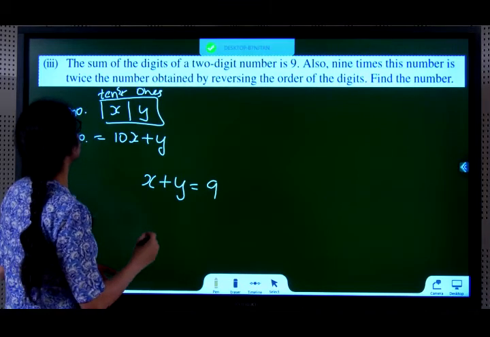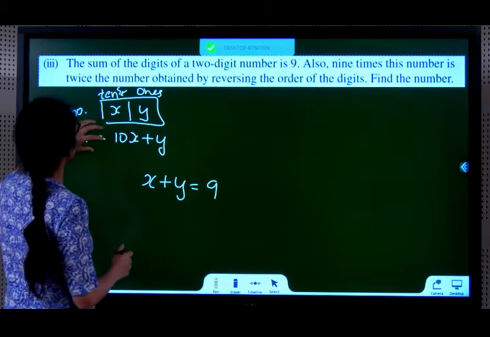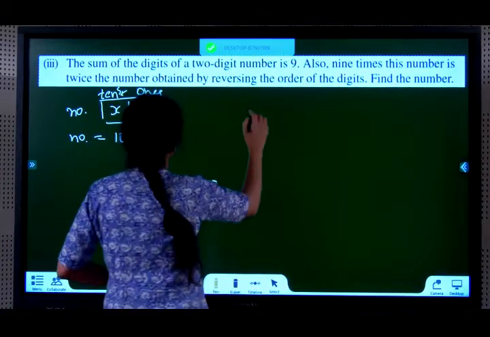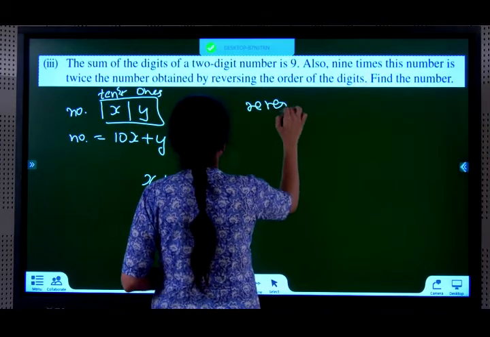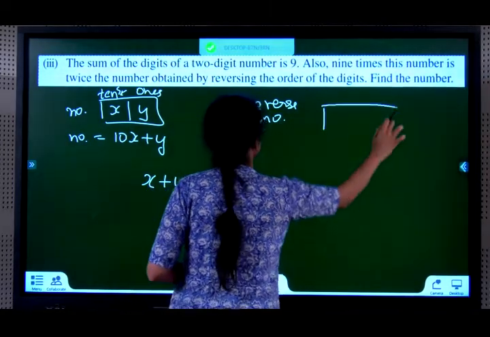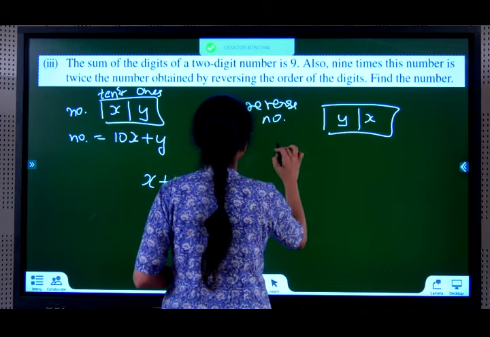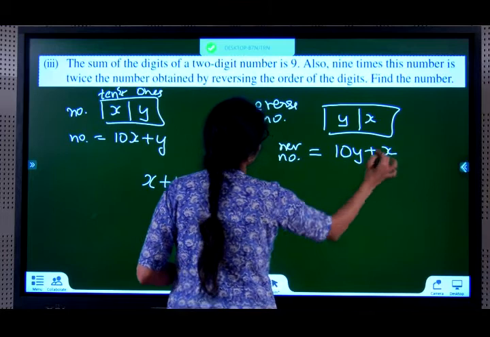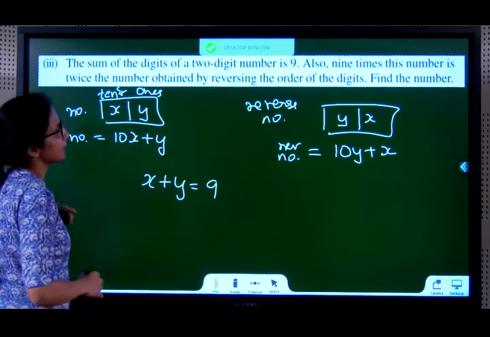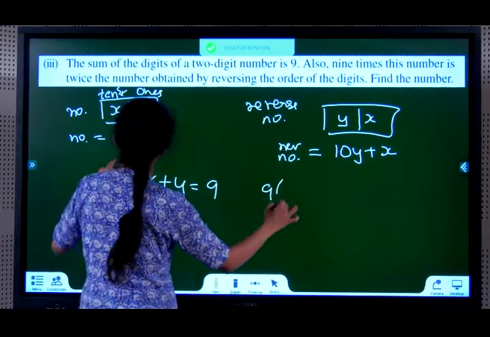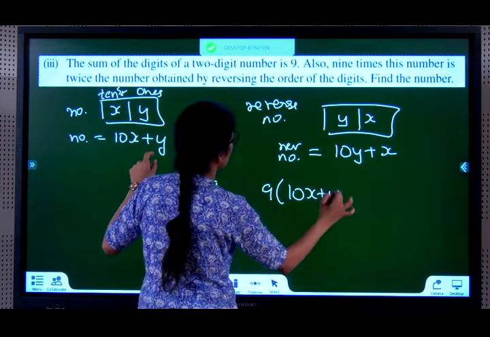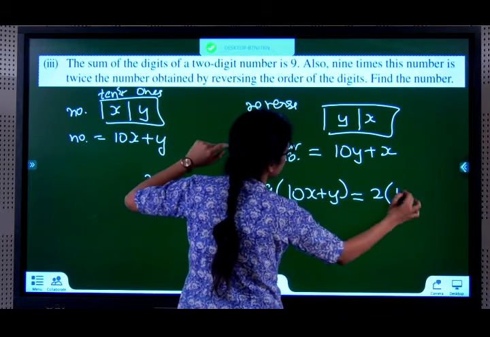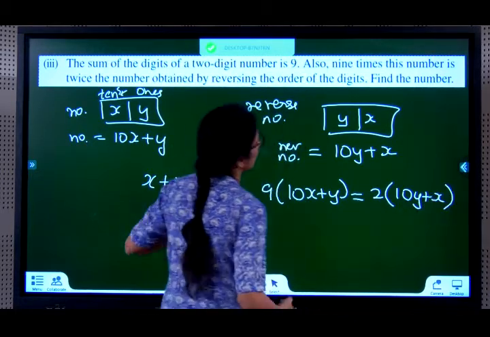Also, 9 times this number is twice the number obtained by reversing the order of the digits. So, now you have to go for the reverse number. So, it becomes y and x. So, the reverse number now becomes what? 10y plus x. So, they say 9 times this number is twice the number obtained by reversing the digits. Find the number.